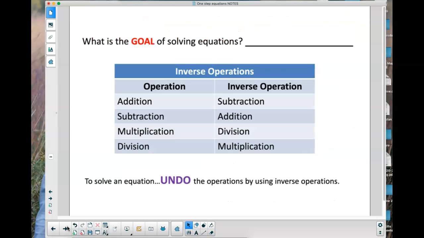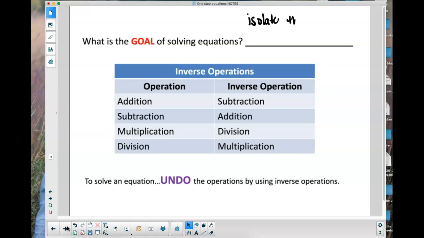Okay, the goal of solving an equation. Do you remember what the goal is? Anybody remember? Go ahead. To find the letter. To isolate. Yeah, to quarantine. Isolate the variable. Okay, or to quarantine the variable. The variable needs to be by itself. And when we've got the variable completely by itself, then we're done. Okay, so that is our goal.